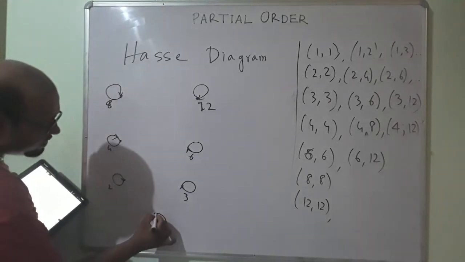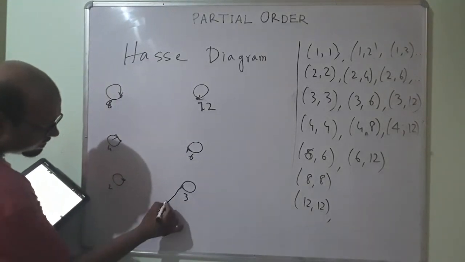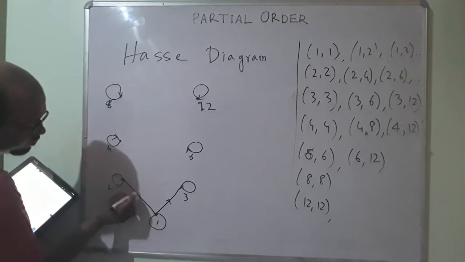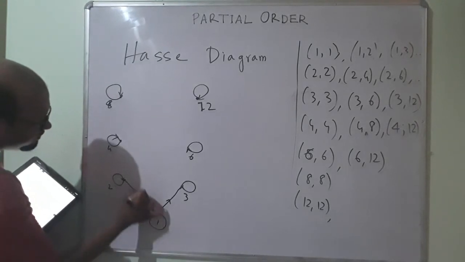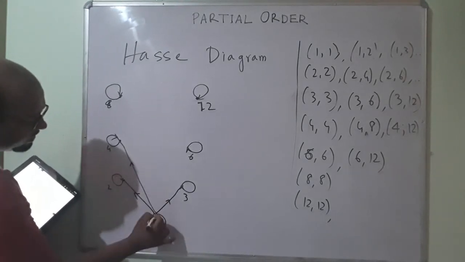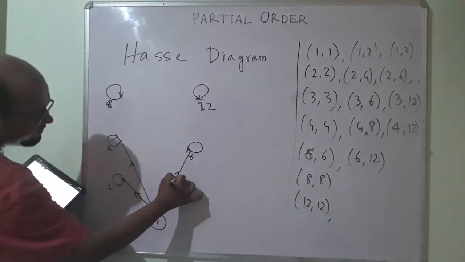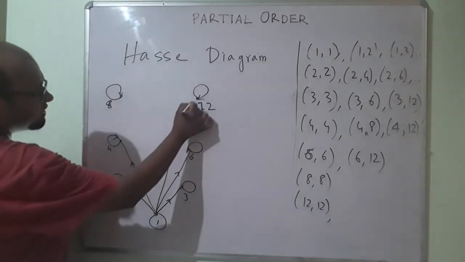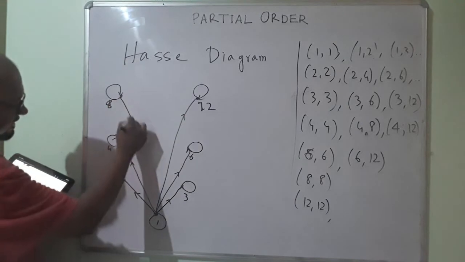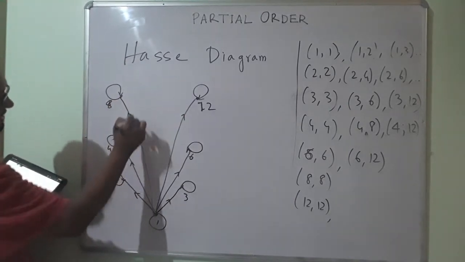So then I know 1 divides 2, 3. So this will be there. 1 divides 2, this will be here. 1 divides 4, this will be here. 1 divides 6, I will have this. 1 divides 12, I will have this. 1 divides 8, I will have this. Alright.